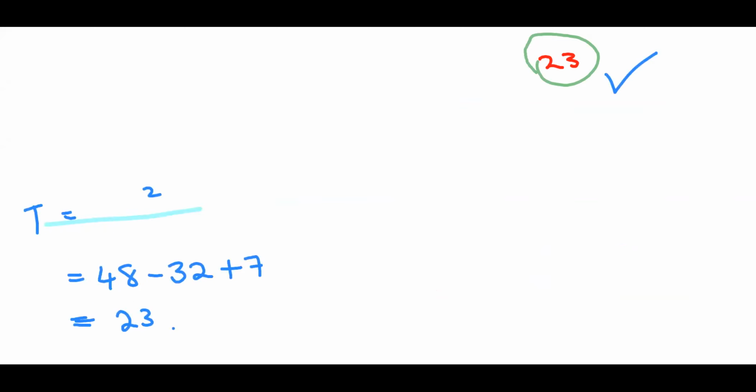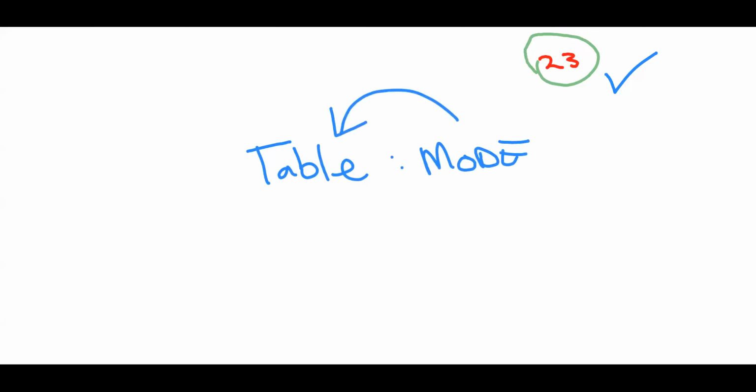Oh, how else can you do it? Another way to do this is also just to use the table function in your calculator. Then you press mode, and then you go to the table mode. So it will give you this function f of x. Now in there, you will just punch in your function.